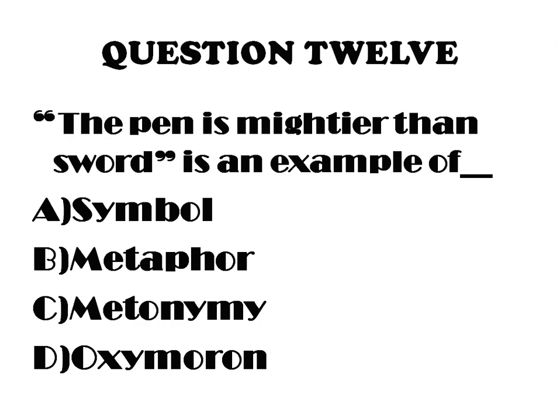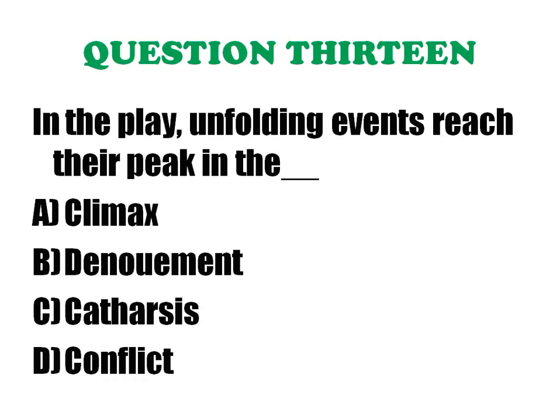Okay. Then look at question 12. The pen is mightier than the sword is an example of a symbol, metaphor, metonymy, oxymoron. Yes, it is metaphor. The pen is mightier than the sword is a metaphor. And look at question 13. In the play, unfolding events reach their peak in the climax, denouement, catharsis, conflict. The answer to this question is climax, which is A.